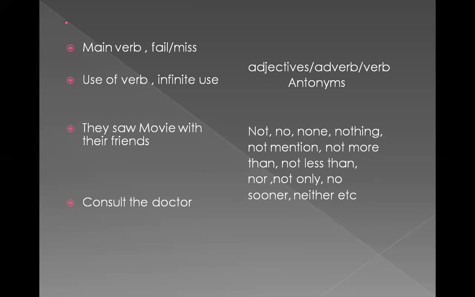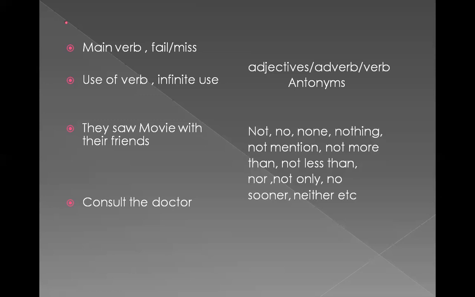Now, let me just share this example. They saw movie with their friends. Now, saw over here is a verb. We don't have adjective, we don't have adverb over here. But you see, we don't have any opposite of saw, which we can use over here.